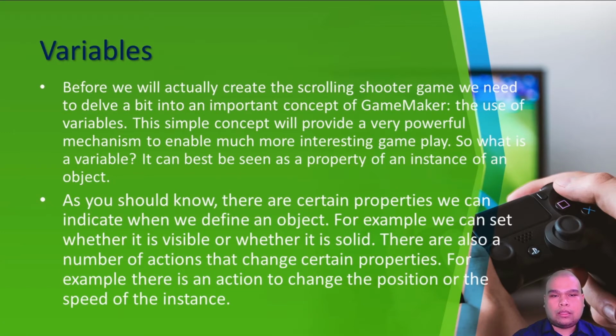Before we actually create the scrolling shooter game, we need to delve into a bit of an important concept of GameMaker, the use of variables. These simple concepts will provide a very powerful mechanism to enable much more interesting gameplay. So what is a variable? It can best be seen as a property of an instance of an object. As you should know, there are certain properties we can indicate when we define an object. For example, we can set whether it is visible or whether it is a solid. There are also a number of actions that change certain properties. For example, there is an action to change the position or the speed of an instance.